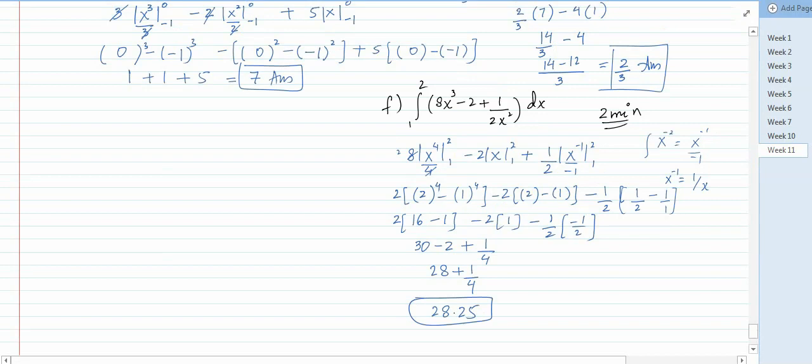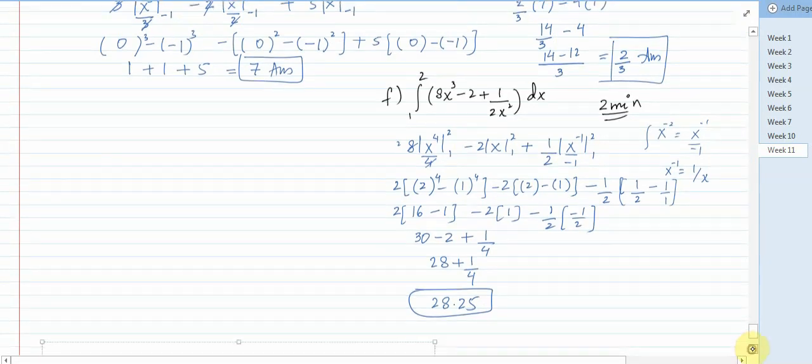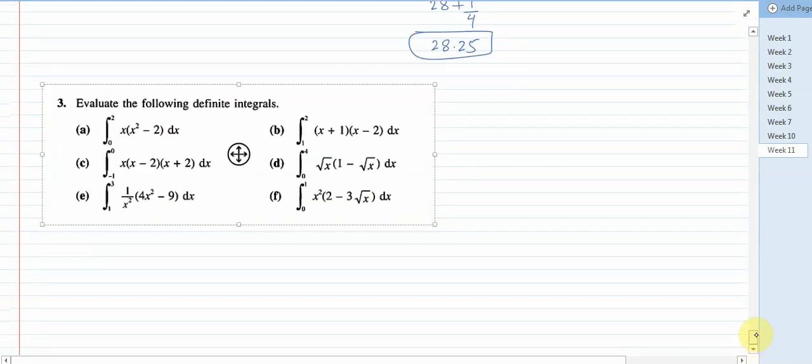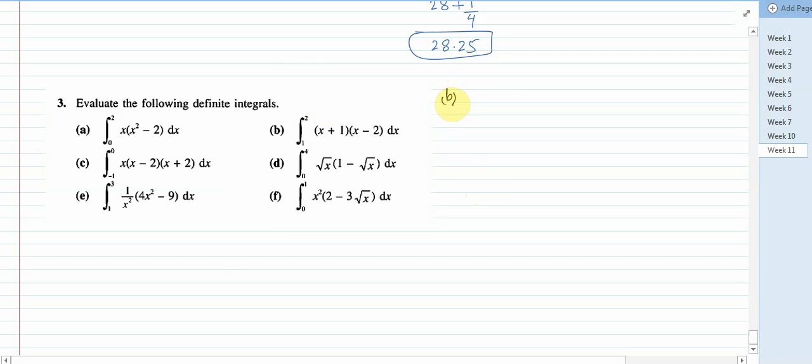Alright, I hope that it is clear to you. And moving on towards the next question, it's question number 3. Again, we need to integrate the functions and apply limits. So we are going to attempt some of the questions, and I will start with part B. First listen to this question and then I will ask you to attempt the question by yourself. The question says the integral from 1 to 2 of (x plus 1) times (x minus 2) dx, right?